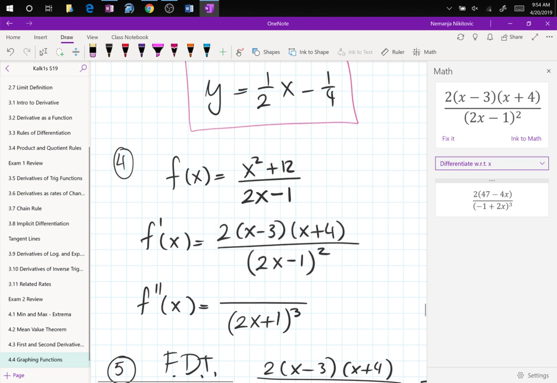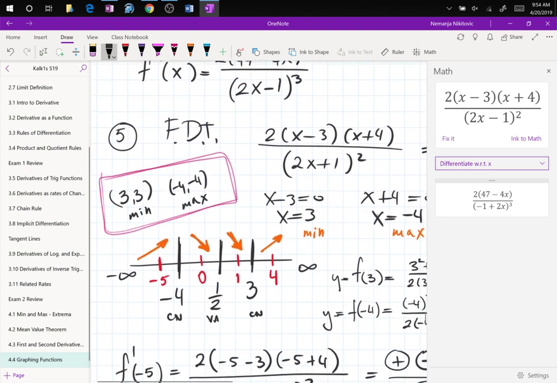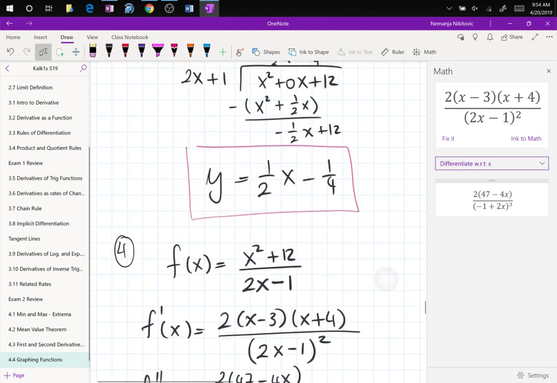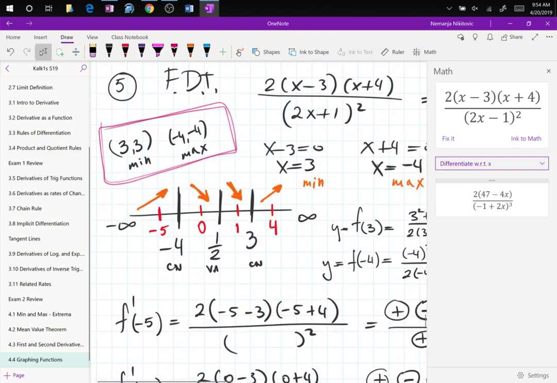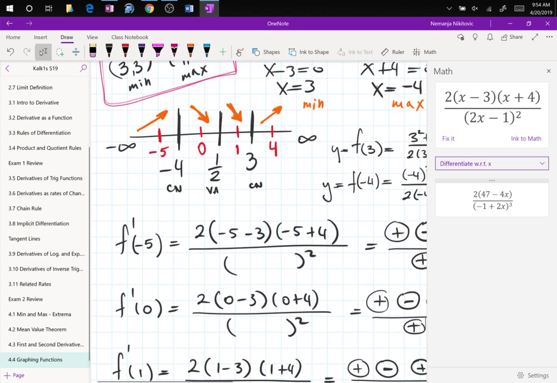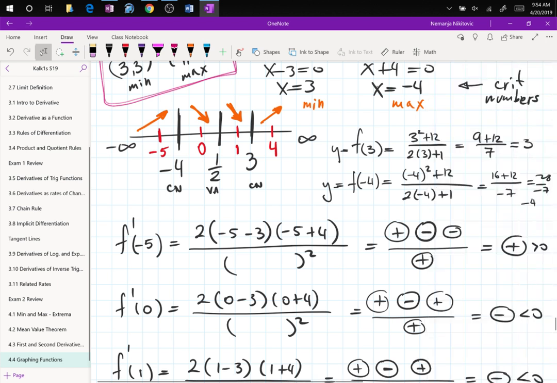Holy nightmare. It is 247 minus 4x. There we go. Much better. First derivative test stays the same. Did I change my asymptote? My asymptote did not change. Good. So first derivative stays the same, which is good. It's the second derivative test that changes.